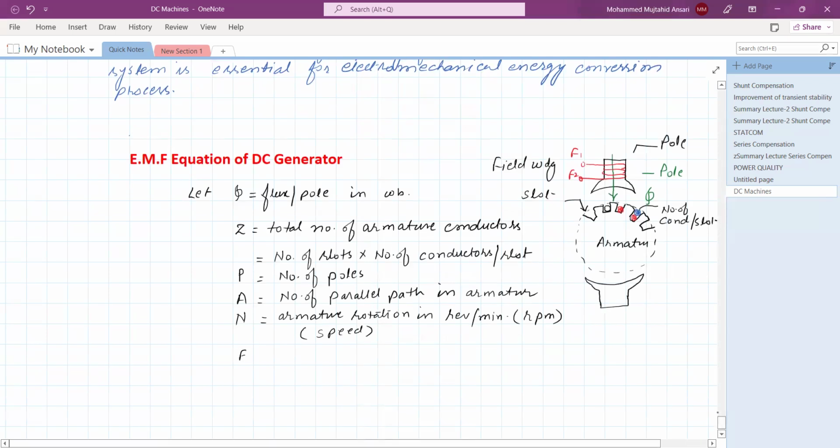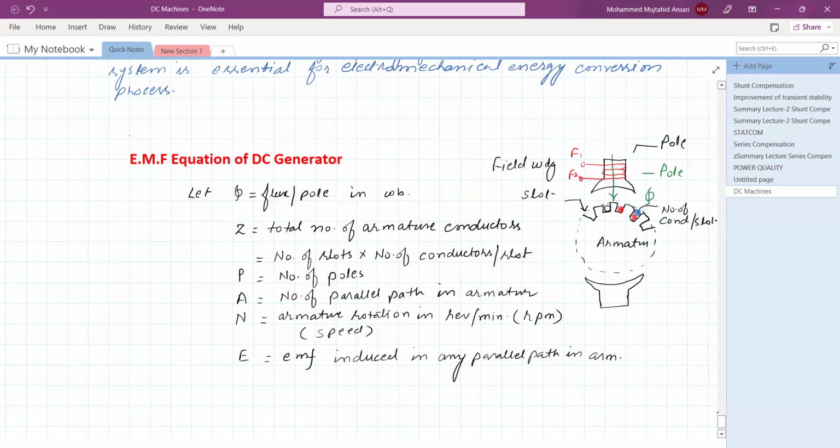And E is the EMF induced in any parallel path in the armature. Whereas E_G is the EMF generated by the generator.